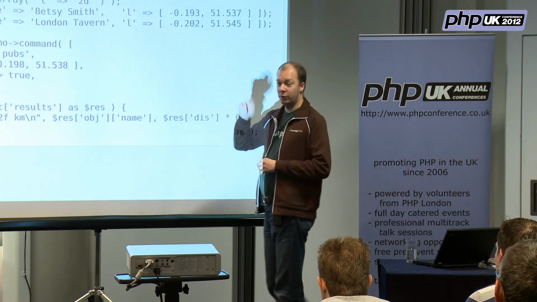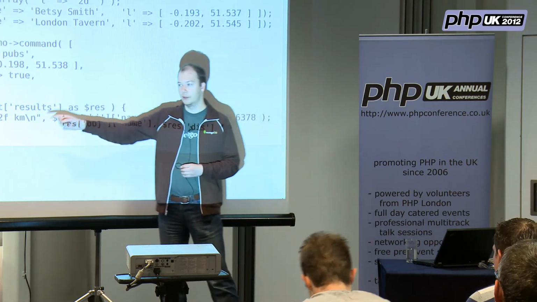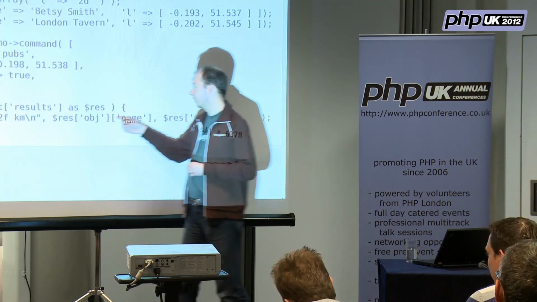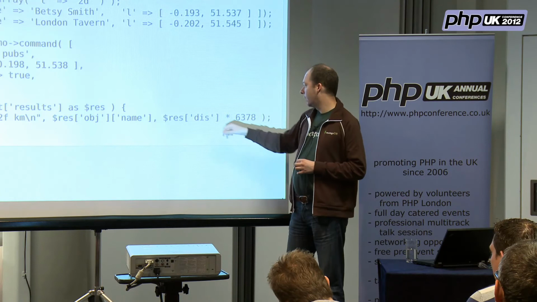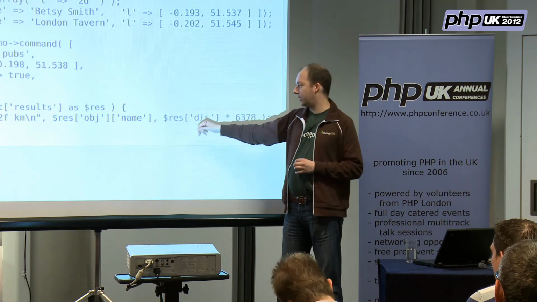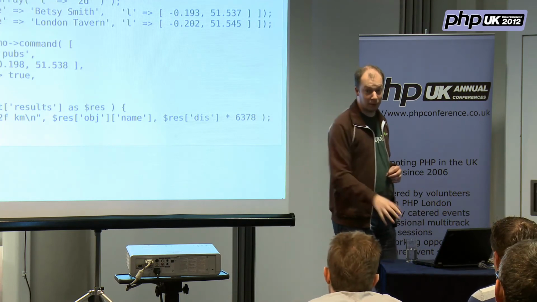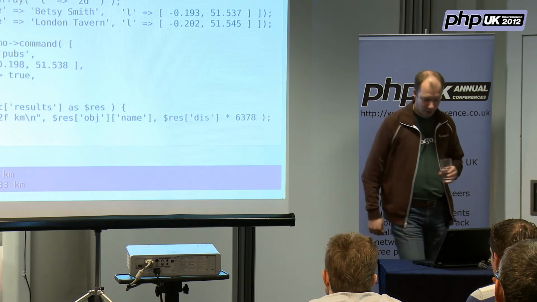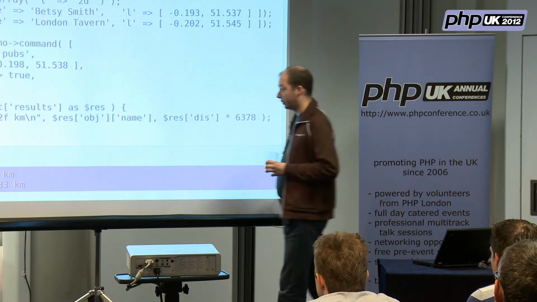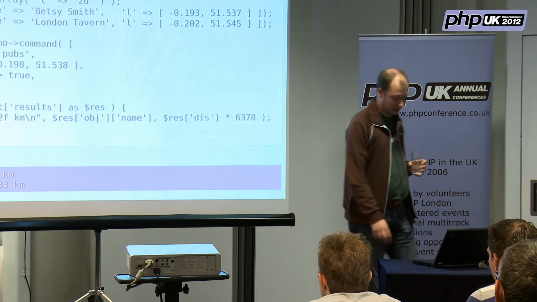So besides getting the results back itself, it also gives you lots of statistical information. In this case, we're not so interested in that, so we just loop over the results, and then we print the name of the pub and how far away it is. And it returns how far it is away in radians, so you have to multiply that by the radius of the Earth. And this then shows you, again, two elements, ordered by which one is closest. This one is 0.36 kilometers, the other one is 0.83 kilometers.